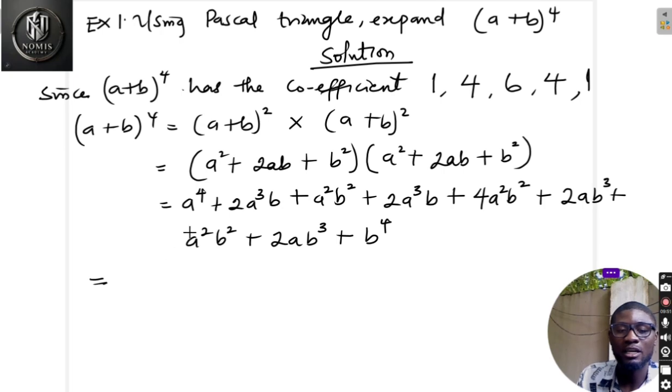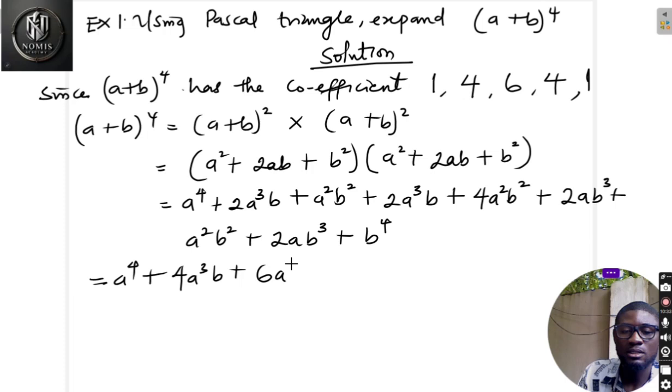So we can collect like terms and add them together. a to the power of 4: do I have any other a to the power of 4 standing on its own? No, so just a to the power of 4. Plus 2a cubed b, and we have another 2a cubed b here. Do we have another a cubed b? No. So 2a cubed b plus 2a cubed b is 4a cubed b. Then a squared b squared: we have 1a squared b squared, 4a squared b squared, that makes 5a squared b squared, and another a squared b squared, that makes 6a squared b squared.